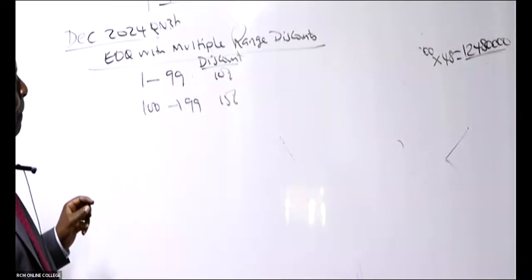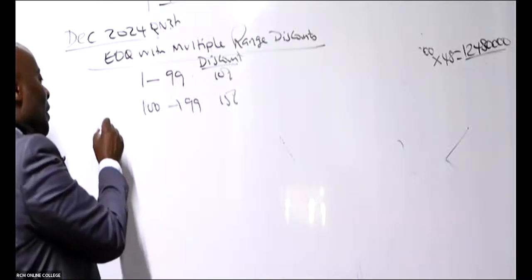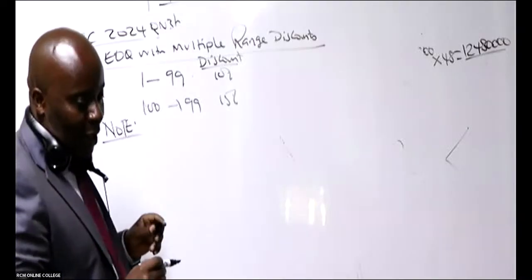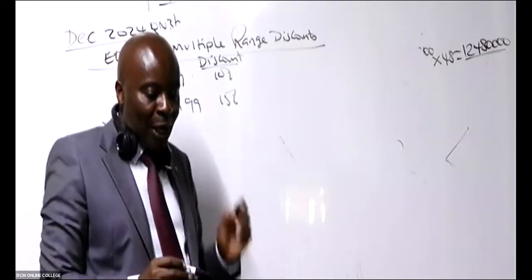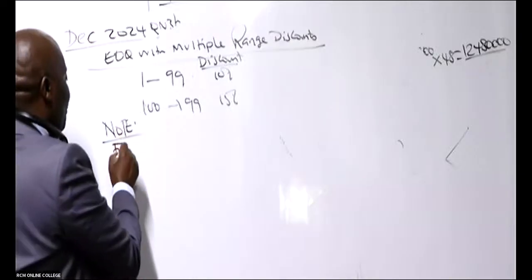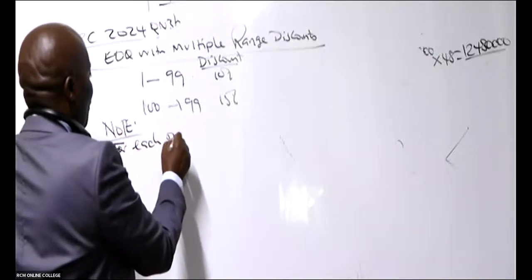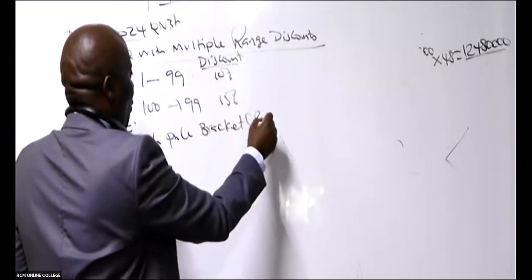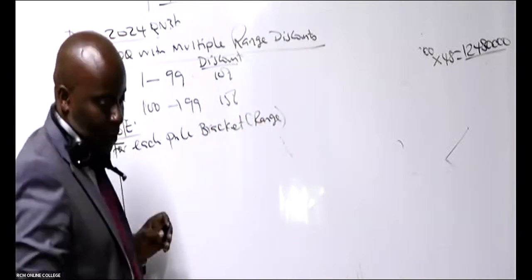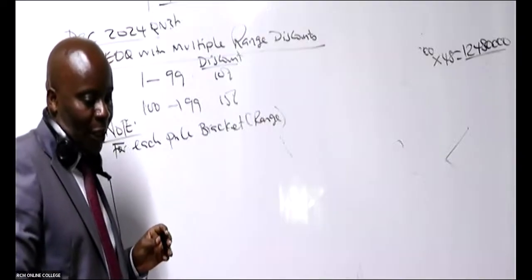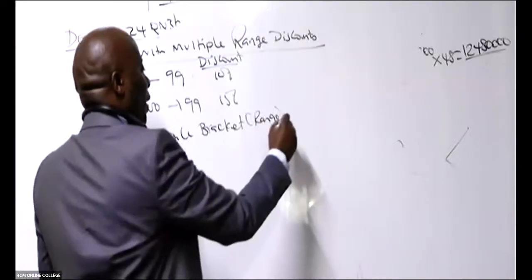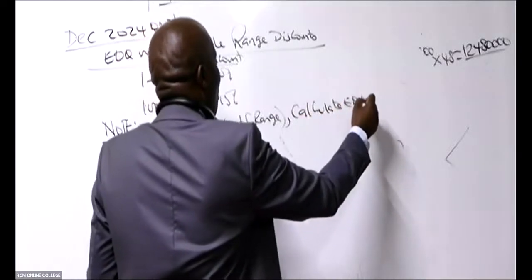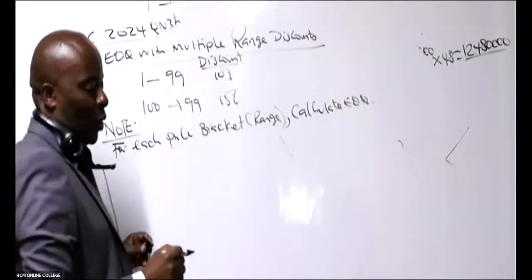Ladies and gentlemen, what you're supposed to know here, and we shall start by writing a note: for each price bracket, into bracket range, calculate EOQ, calculate economic order quantity. Full stop there.